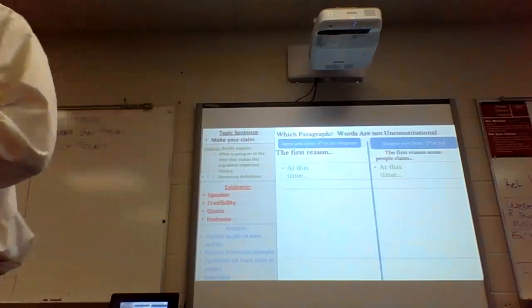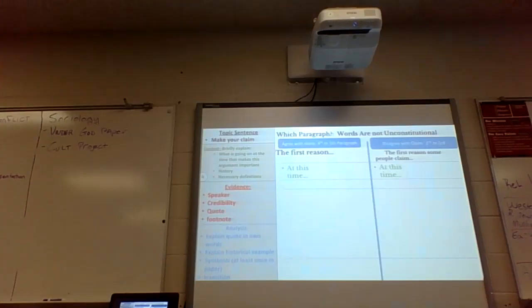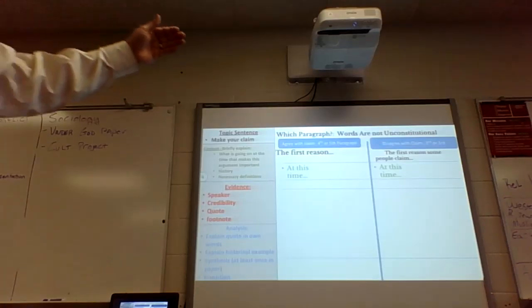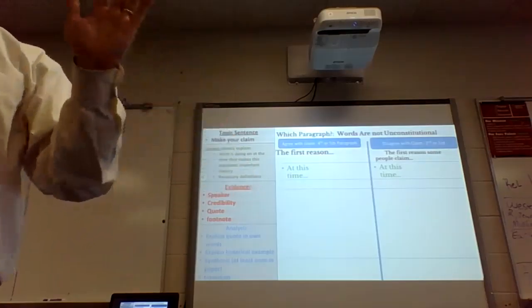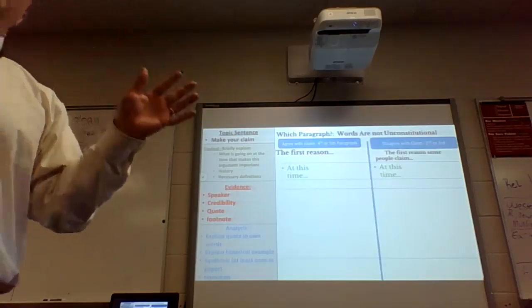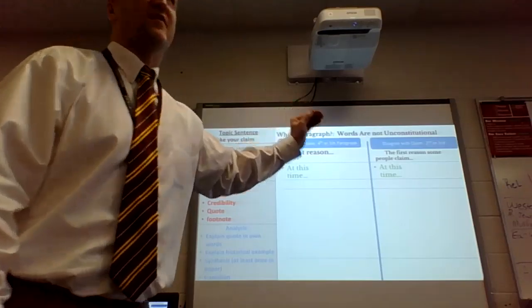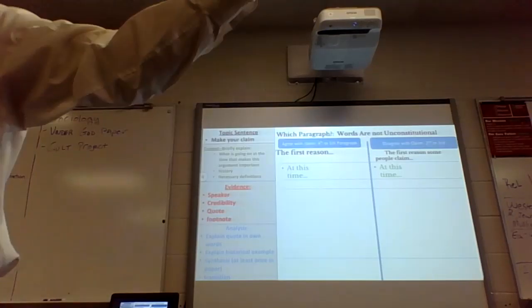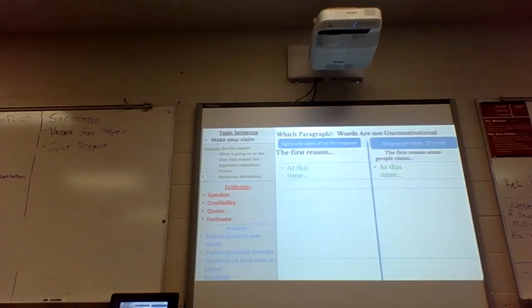Now, you may right now be in a little bit of concern because the previous paragraph is where we argued that it was unconstitutional, and you wrote a context sentence there. So you might have a context sentence in this paragraph that's very similar to the one in your previous paragraph. I'm just telling you right now, don't worry about it. It's not a big deal that we wrote as a class together. Okay?